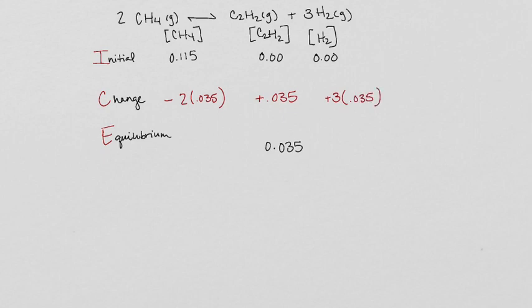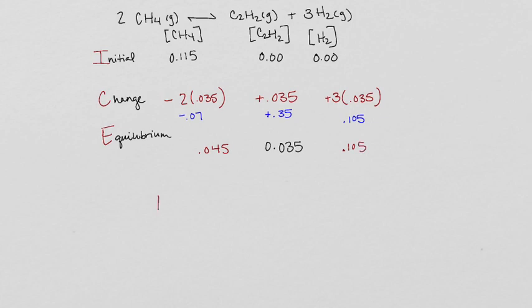Now we're ready to fill out our table. So let's go ahead and do our math here. So negative 2 times 0.035 is negative 0.07. This is still plus 0.035. And positive 3 times 0.035 is 0.105. So our equilibrium concentrations here, 0.115 minus 0.07 gives us 0.045. 0.035 times 3 gives us that 0.105, and we've added that to 0, so again, 0.105.